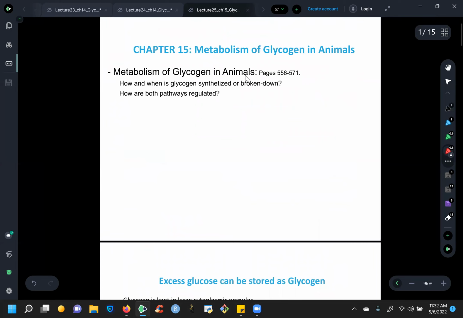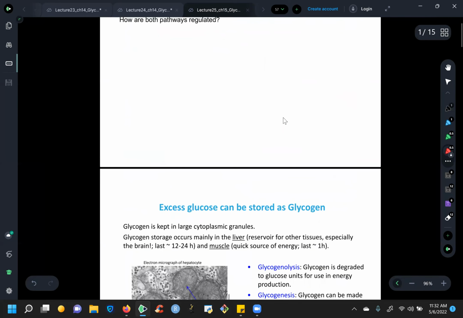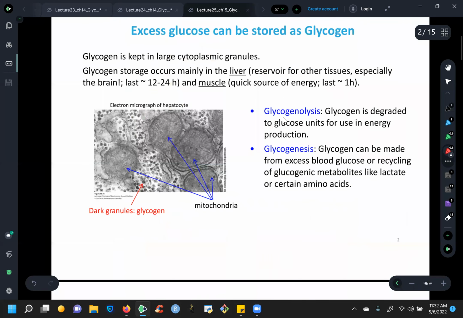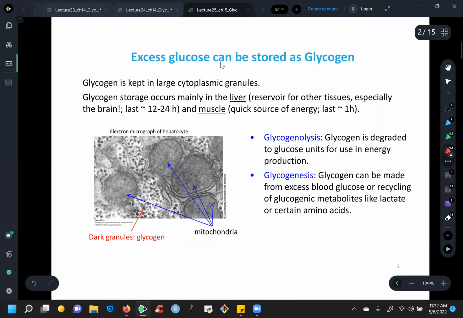Okay, metabolism of glycogen in animals. So glycogen is where we store a bunch of the glucose monomers. Excess glucose can be stored as glycogen. Glycogen is kept in large cytoplasmic granules. Glycogen storage occurs mainly in the liver. It's the reservoir for other tissues, especially the brain. So anytime our blood glucose is low, the liver can break down glycogen and throw a bunch of glucose into our blood so it can reach our brain.